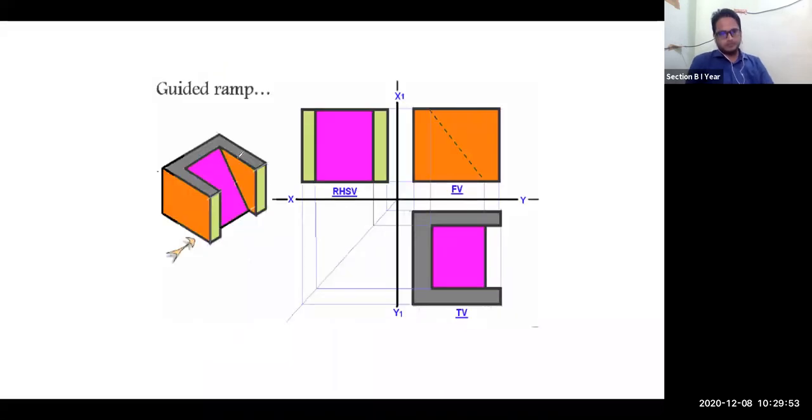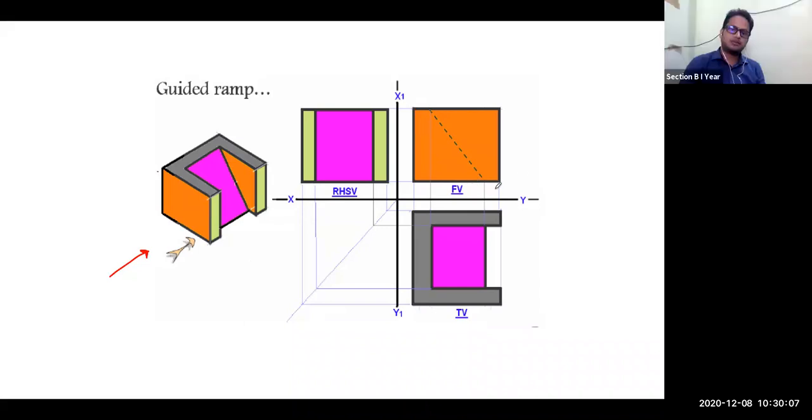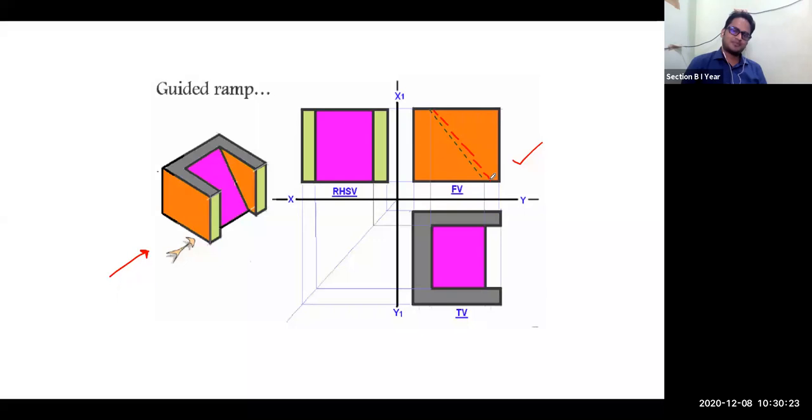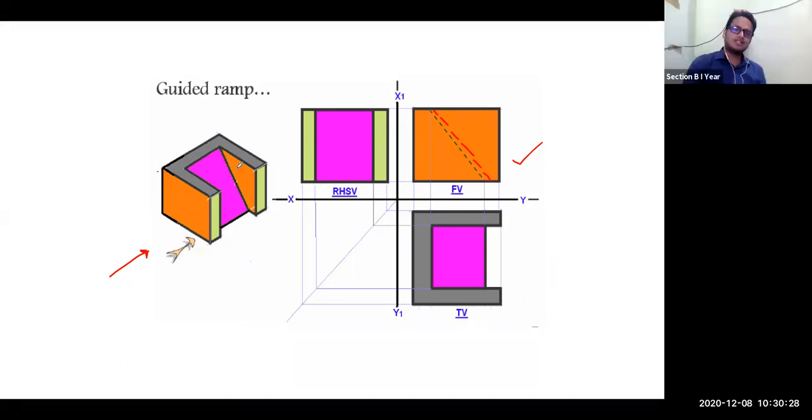Now, for this one, if the observer is looking from this side, which color are you able to see? Orange. So you are able to see that orange color, but why is this dash line coming here? To represent the slope behind. Yes, there is one more orange face you can see here.